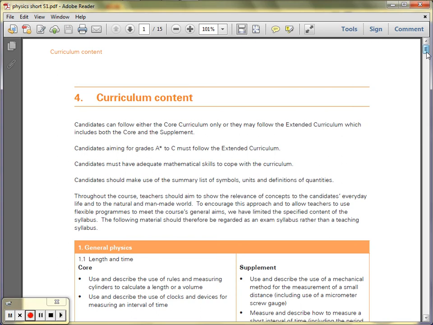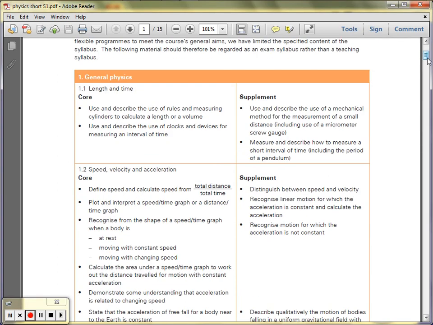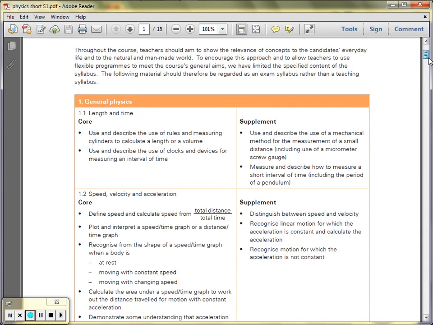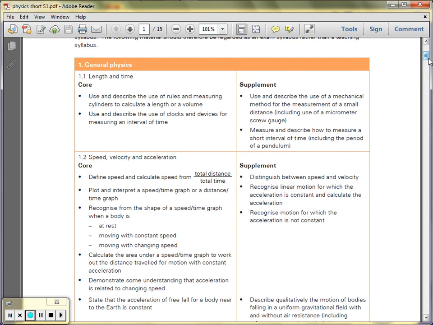Physics 1.1. Biology and chemistry 1.1 are very easy because it's not a very long section. Physics, on the other hand, or at least section 1, is ridiculous. So we should break it down appropriately.